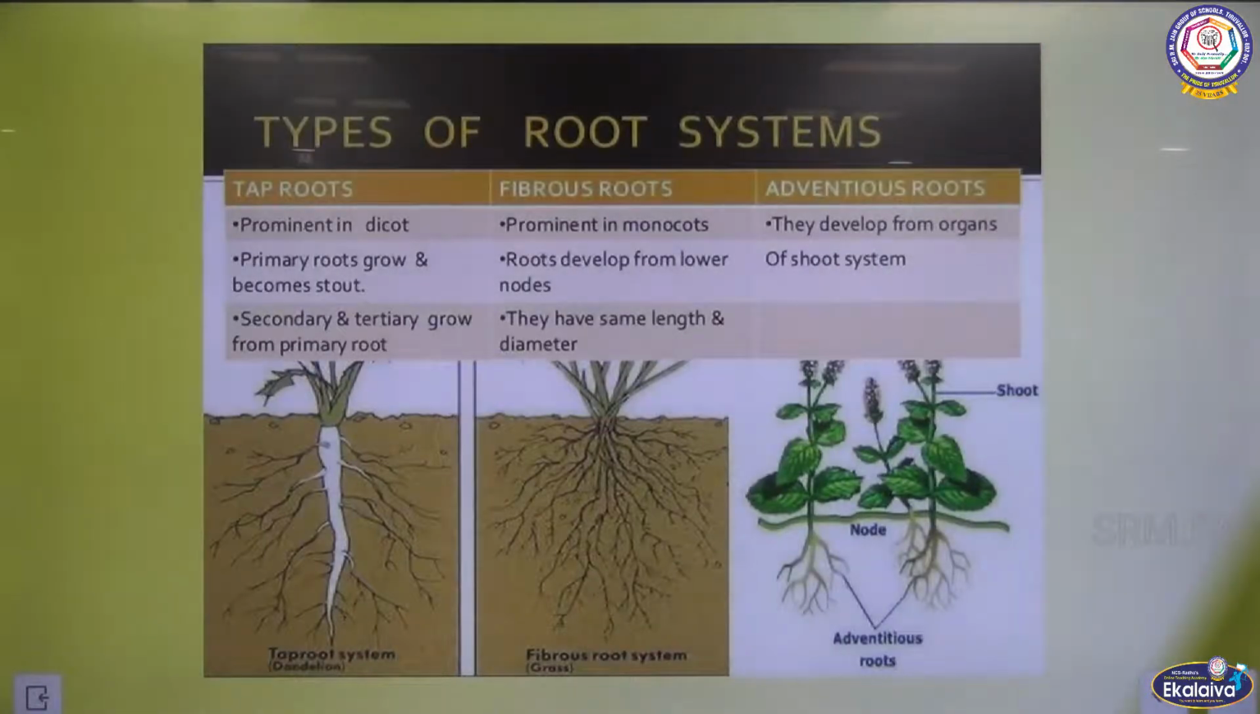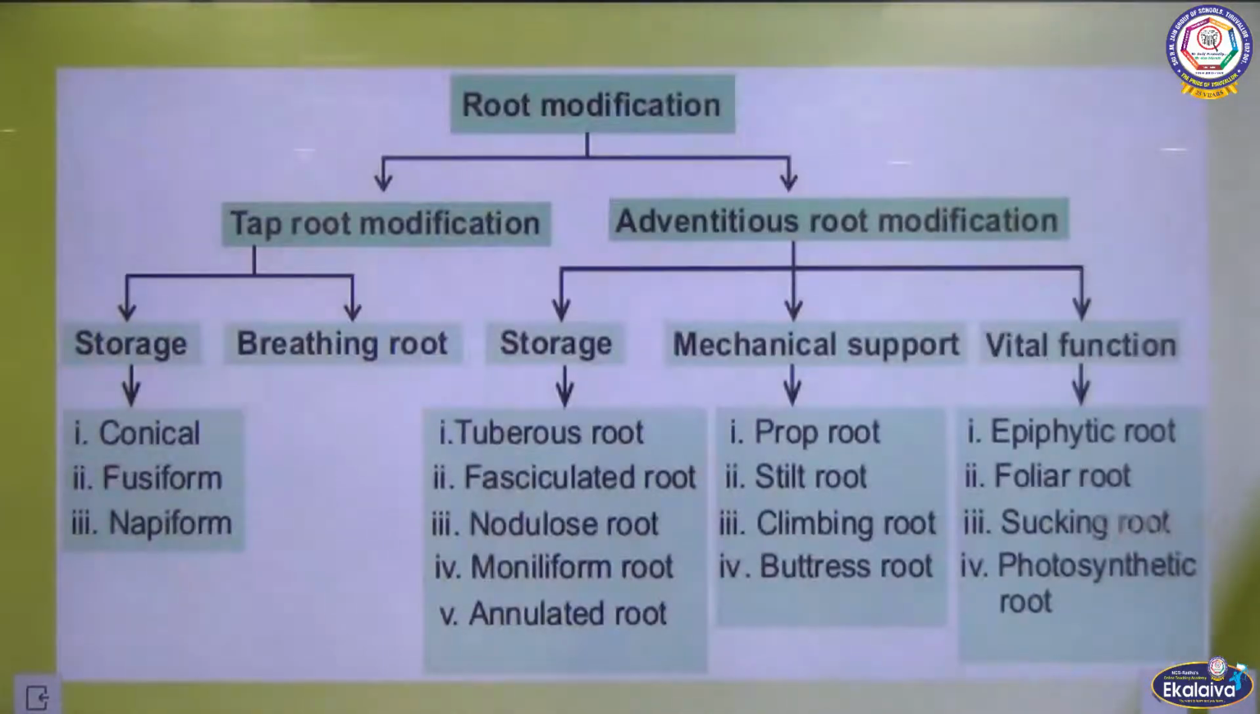As we see the difference between the types of root system, you will find that the taproot is prominent in dicot, and the primary root is the one which grows and it is long lived and it becomes stout, and from where you will find the secondary and the tertiary roots which arise. In fibrous root system, we said it is prominent in monocots and it develops from the lower nodes, and they have the same length and diameter. And if the roots arise from any other part other than the radicle, we call it as adventitious roots.